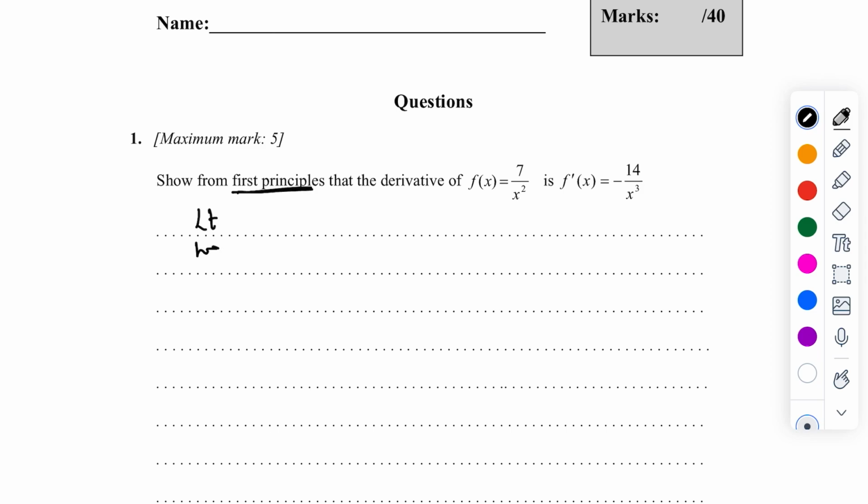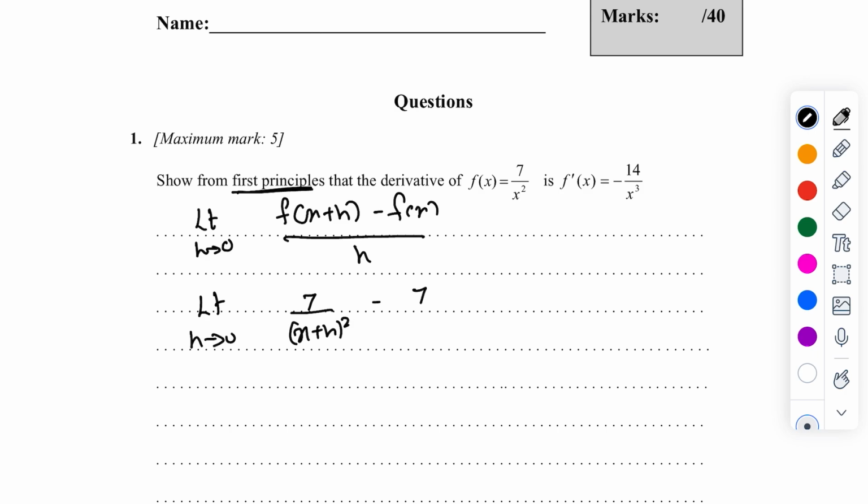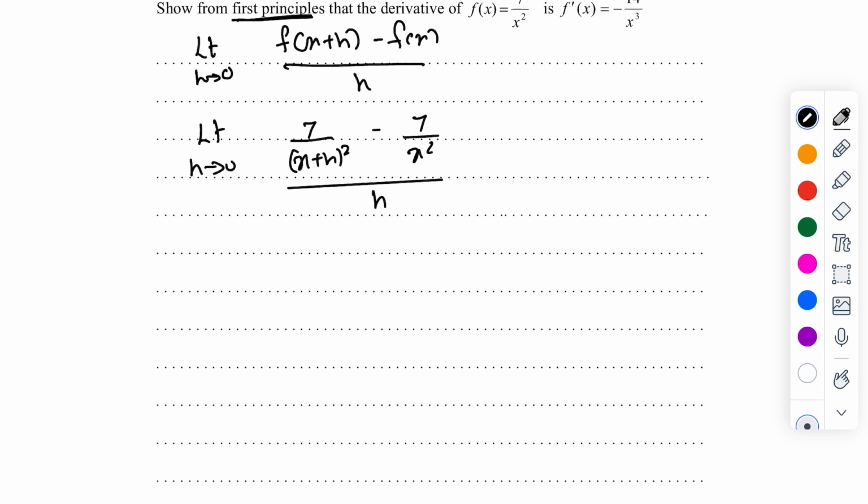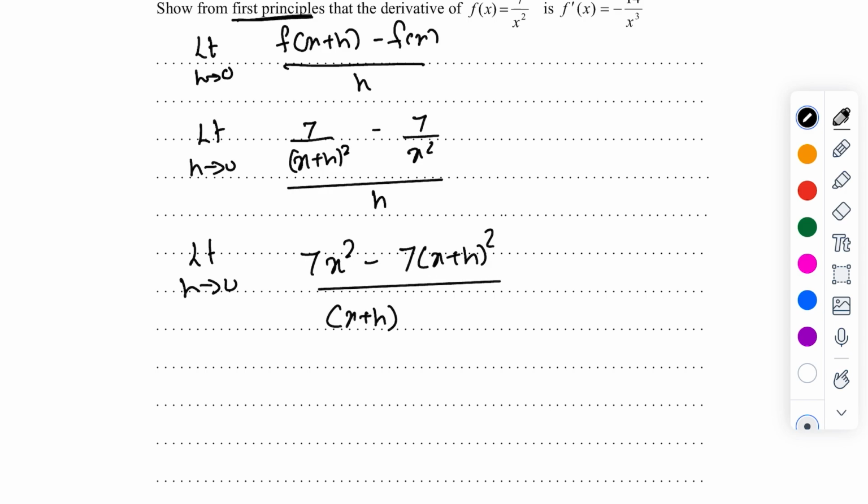So what is the first principles formula? Limit h approaches 0, f of x plus h minus f of x upon h. So limit h approaches 0, 7 upon (x plus h) whole square minus 7 upon x square, divided by h. Then limit h approaches 0, common denominator, it becomes 7x square minus 7(x plus h) whole square divided by (x plus h) whole square times x square times h.